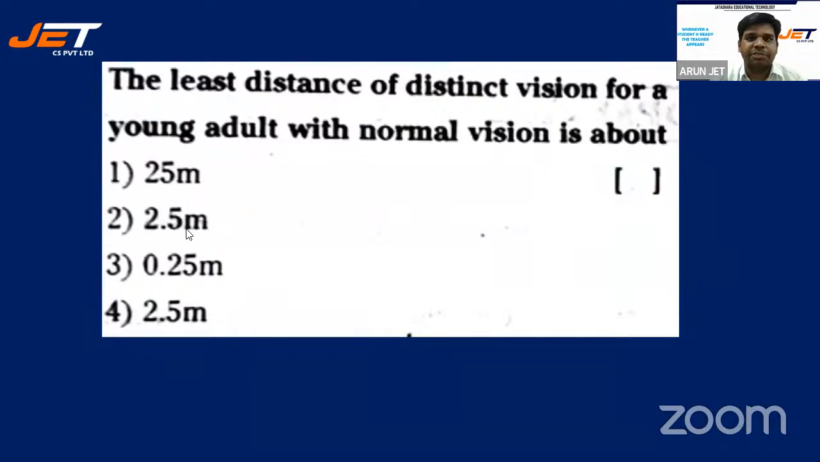All right. The least distance of distinct vision for a young adult is about 25 meters, 2.5 meters, 0.25 meters, 2.5 centimeters. Option 2 and 4 are same, students. One of them has to be centimeters. Right, Shashank? Yes, 3 is absolutely right. Good.